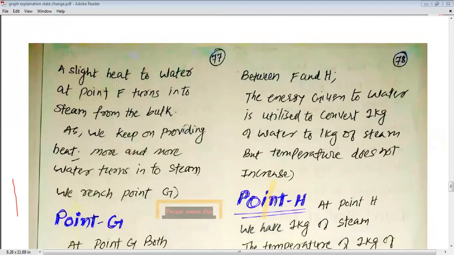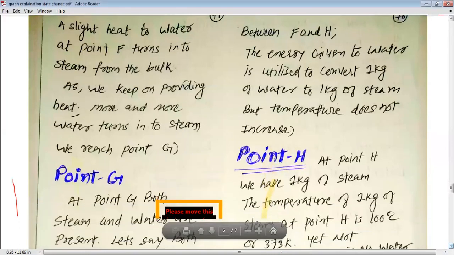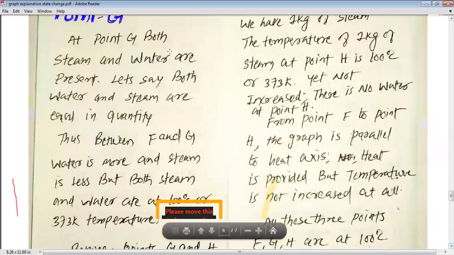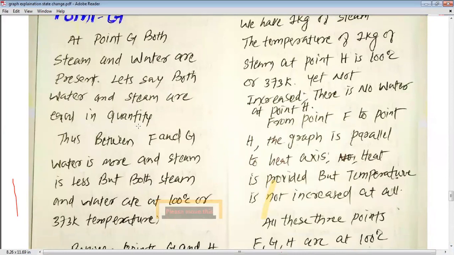A slight heat to water at point F turns it into steam from the bulk. As we keep on providing heat, more and more water turns into steam and we reach point G. Let us study about point G. At point G, both steam and water are present. Let us say both water and steam are equal in quantity at point G.